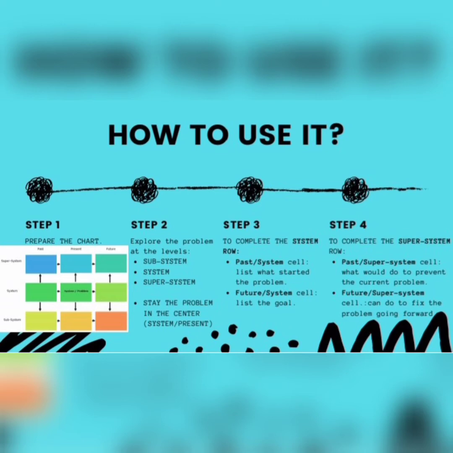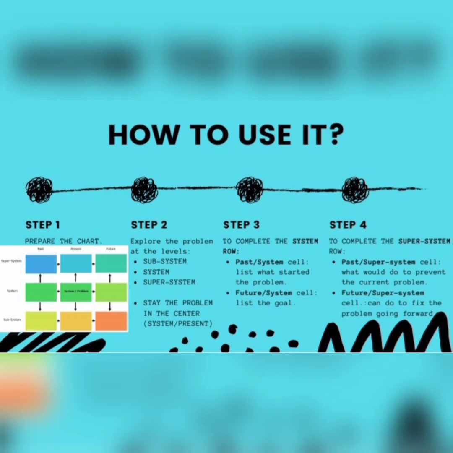The third step is to complete the system row. In the past system cell, the company will list what started the problem. After that, the company will do the future system cell, which will list the goals to reach.